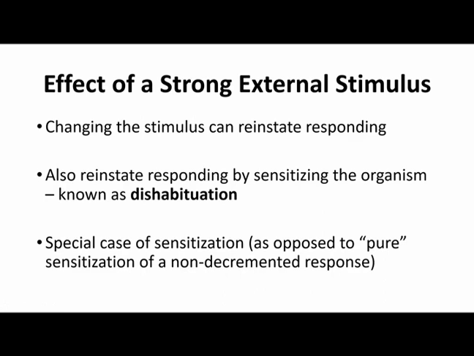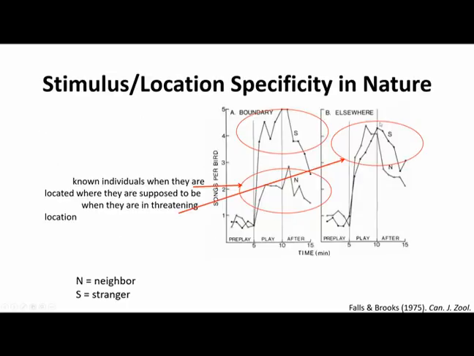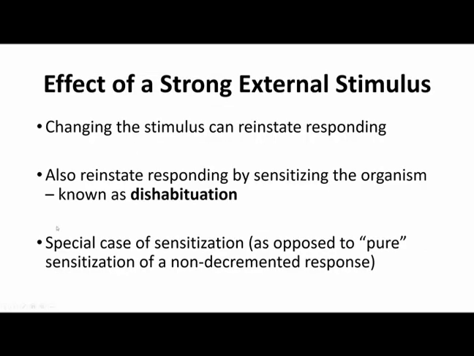So our bird example shows that changing the nature, or in that case, the location of our eliciting stimulus can produce a recovery of a habituated response. They returned to high levels of responding to their known neighbors as soon as the location changed, as soon as it was deemed a threat. So changing the nature of that stimulus can reinstate responding that had been previously habituated.